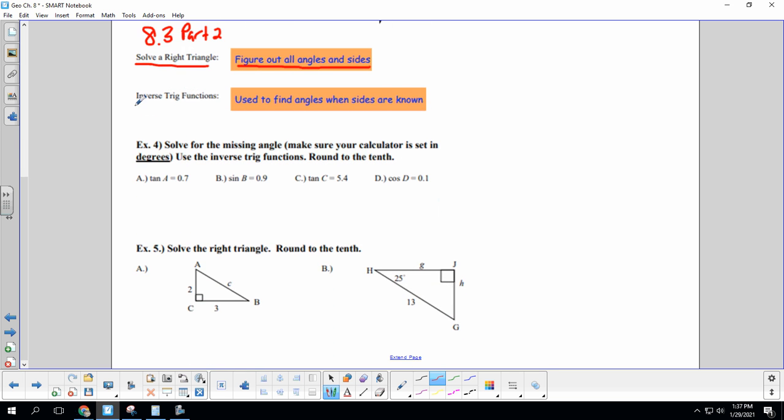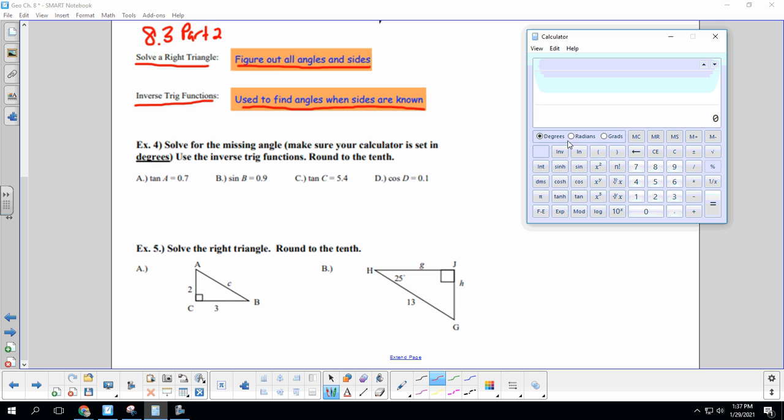The second thing we want to talk about is inverse trig functions. So this is how we get the angle when we have the ratio. So it's used to find angles when the sides are known. So let me show you the inverse trig functions, and for that we need a calculator. So go ahead and get your calculator out. It's important right now to do these with me. It's simple and it's not going to take you too long.